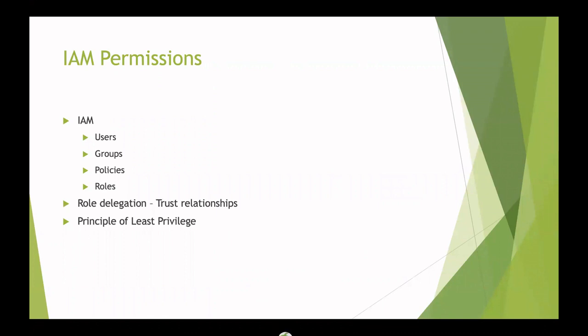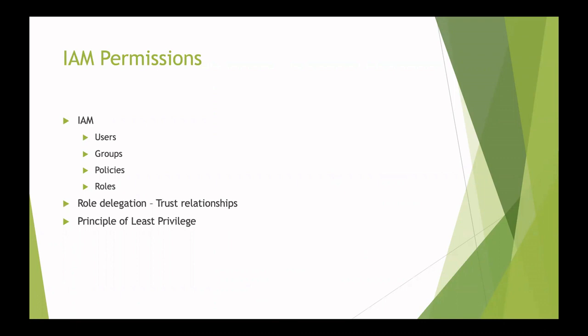Policies are used to control what permissions, what actions, operations that a particular user or a role can do on other resources like S3 buckets, EC2 instances, RDS instances. So that way you can control access.